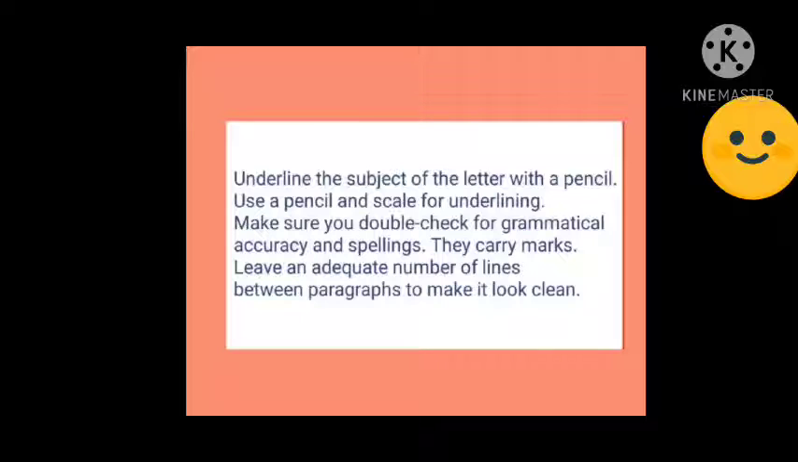Ensure you maintain accuracy and the stipulated format. They carry marks. Leave an adequate number of lines, and I told you that leave some space between each part, from space, date, space, to space, subject, space, and so go on giving some space so that there will not be ambiguity or any confusion. So you have to give some space between the paragraphs to make it look clean, understandable, readable.